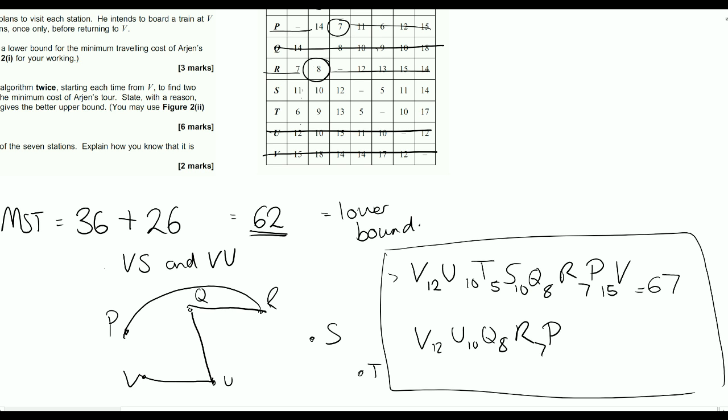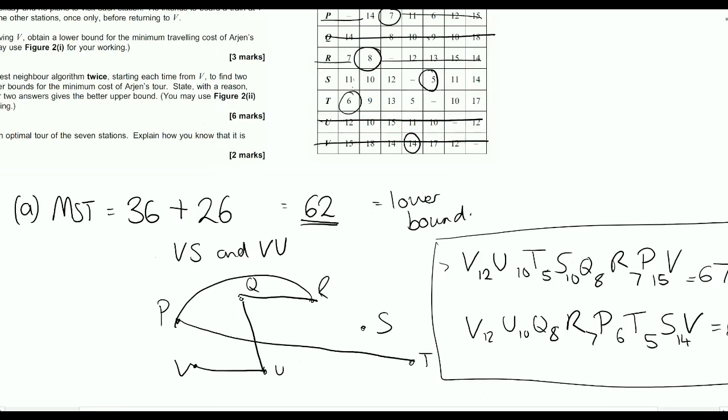So I can go to S or I can go to T. So let's go to T for 6. So P to T is 6. And then finally I'm at T and I want to go to S. So that's going to cost me 5. And then once again, like in the first one, I need to return to V. So S to V, if I'm at S and I'm going to V, that's going to cost me 14 more. So I've got 14 there. And now if I add up these ones, it comes to 62. So I've got 2 possible upper bounds here.